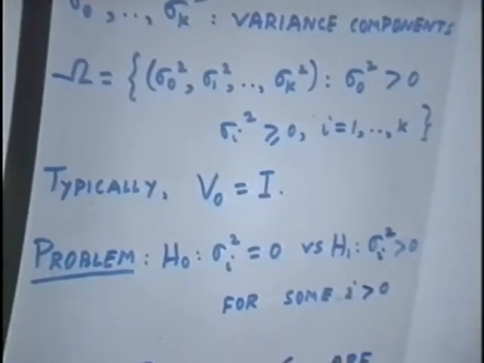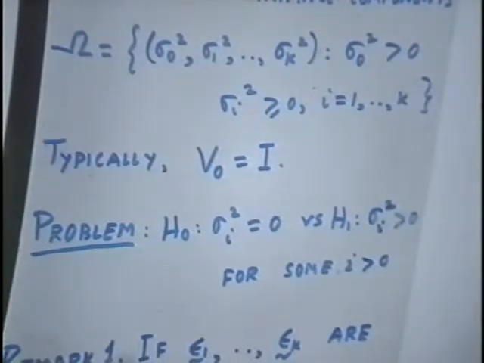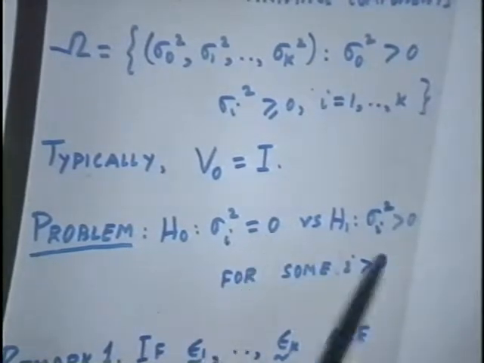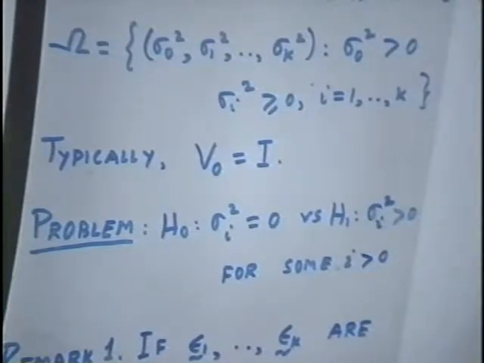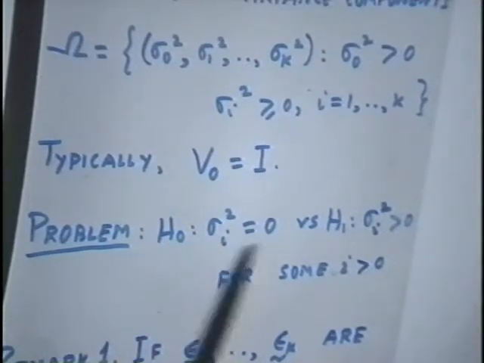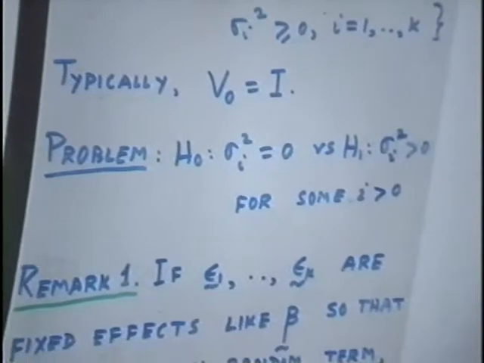And the problem is I want to test if one of the components of variance is 0, against the alternative that it is strictly positive, for some i greater than 0. Now it is possible that we might be interested in testing simultaneously several components of variance equal to 0. But let me look at just one component only.